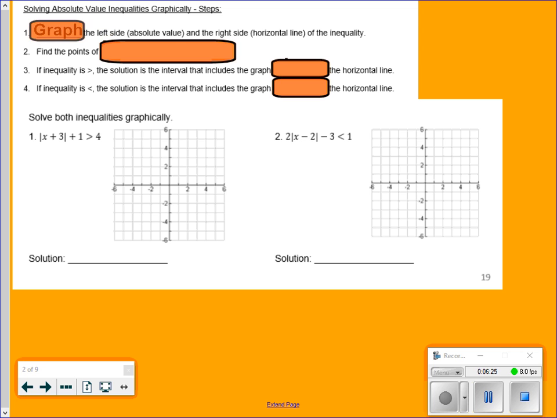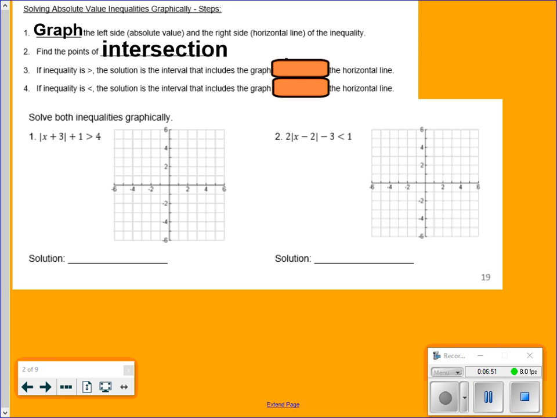So here, with solving graphically, we're still going to graph the left side of the inequality and the right side of the inequality separately, like we did with the equations. We should graph the left side of the equation and the right side of the equation separately. We're doing the same thing with inequalities. Once we do that, the points of intersection are still important. And for step number 3 and number 4, this is where it's going to be a little different, where we're figuring out our actual solutions.